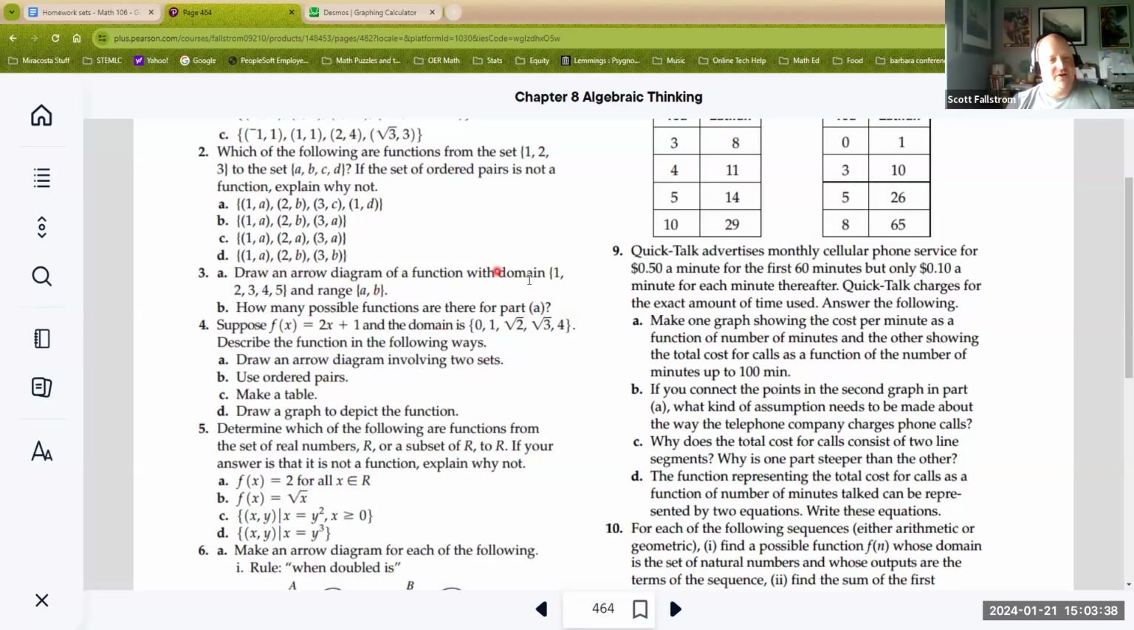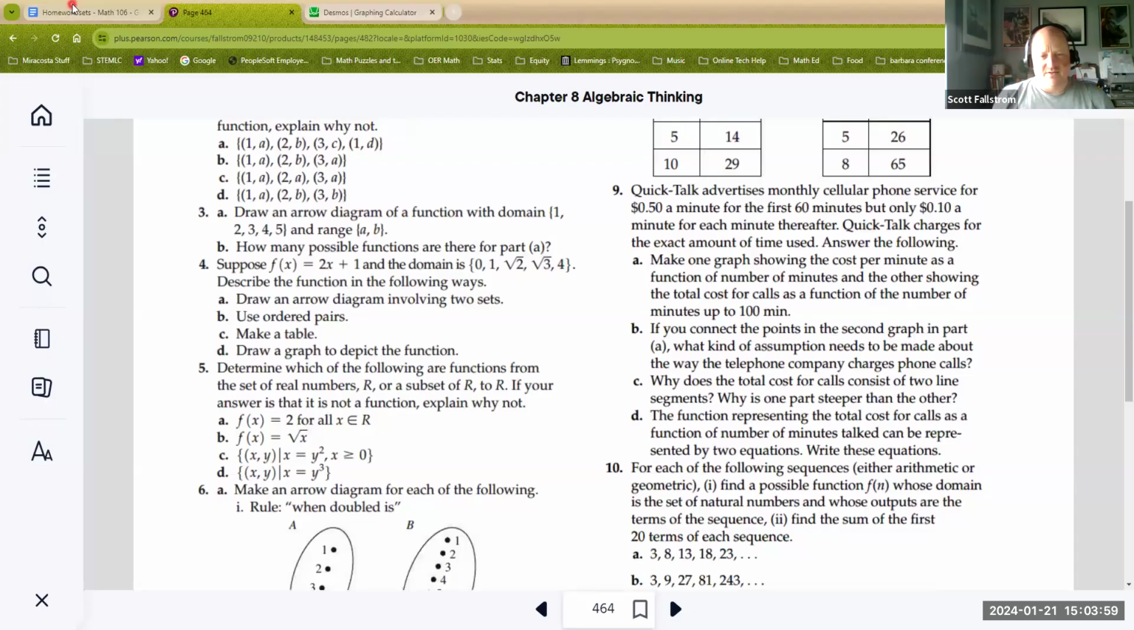Draw an arrow diagram with a function domain of this and a range of this. Again, you could have many different answers there. Many different answers, but it does have to be a function. So each input has to map to exactly one output. The number 1 could map to an A or a B. The number 2 could map to an A or a B, but it has to be exactly 1.